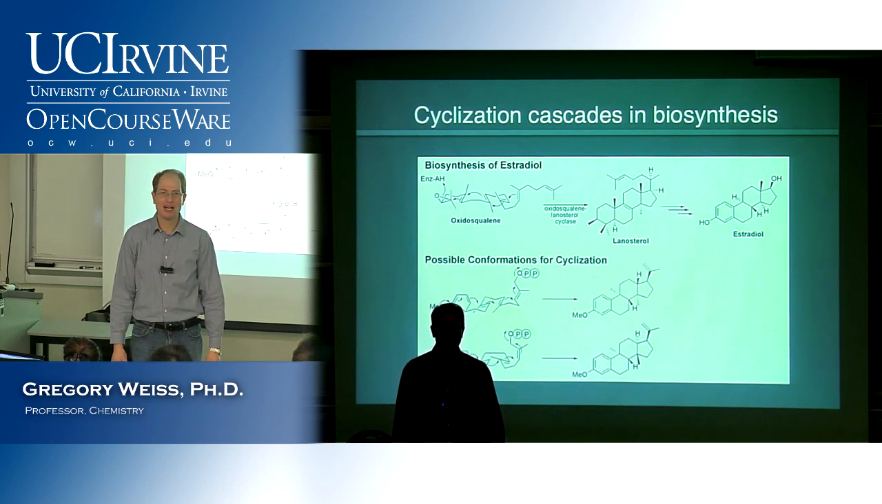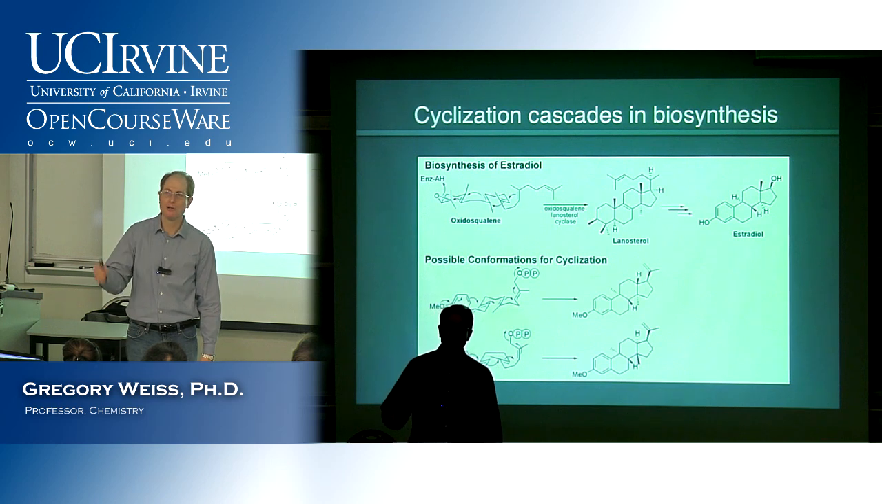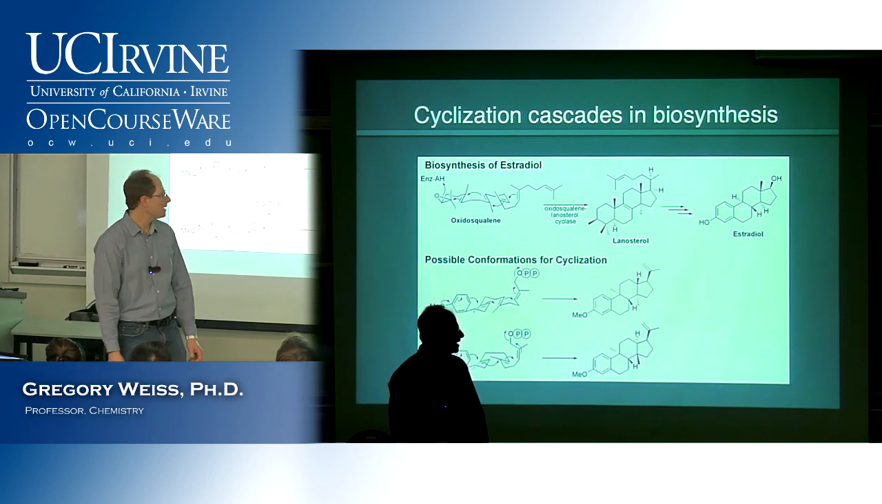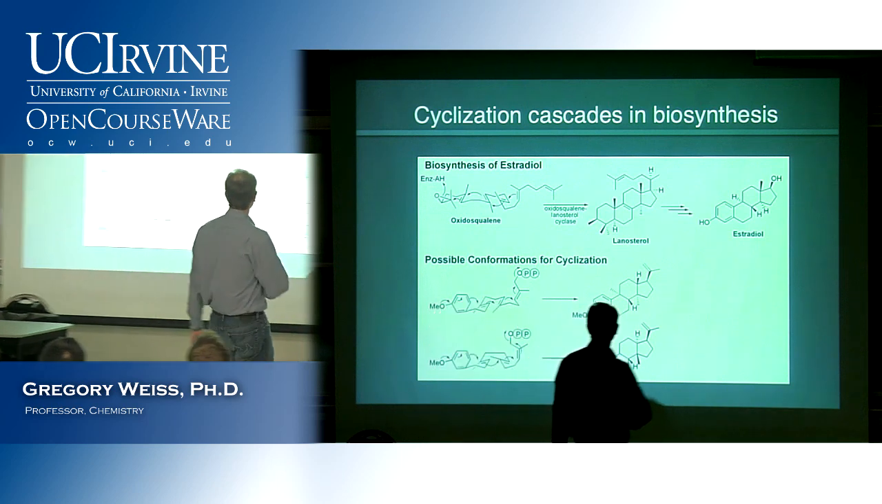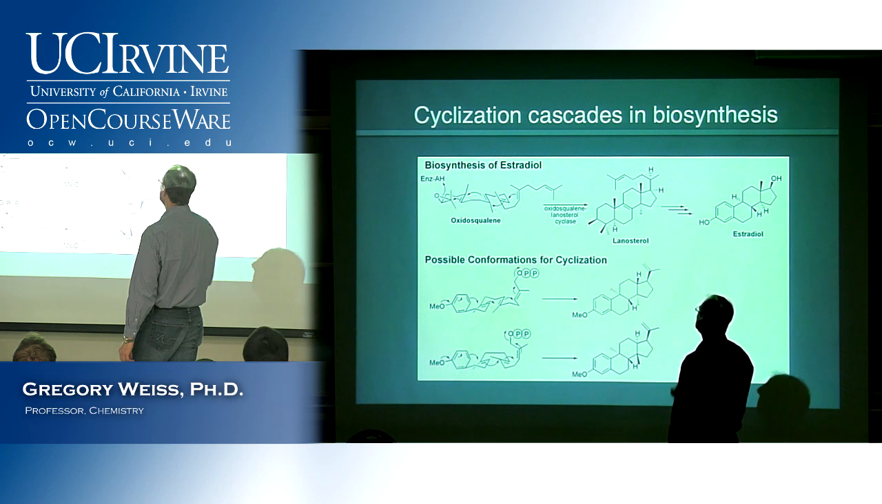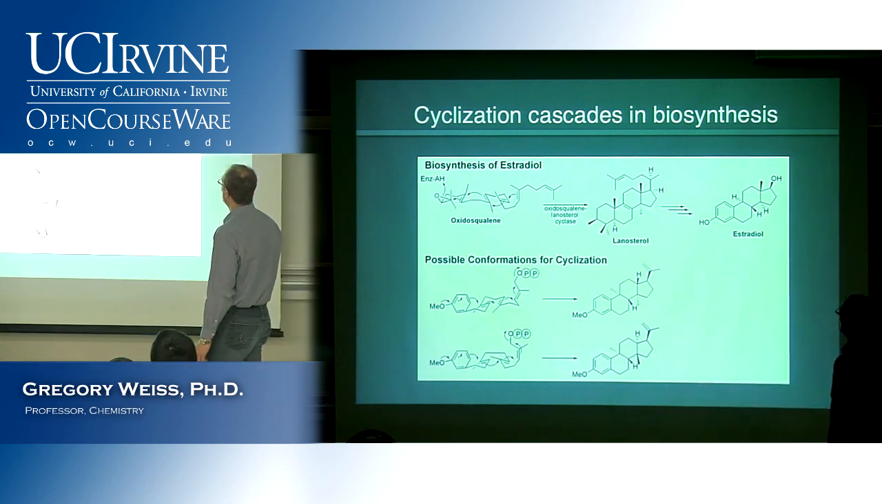To my mind, the definitive experiment was done by E.J. Corey, who showed pretty conclusively that actually there are multiple intermediates that are formed during these carbocation cyclization steps. And so I'm showing you all 5 arrows hopping along at once. It probably doesn't happen exactly like that. Okay? All right.